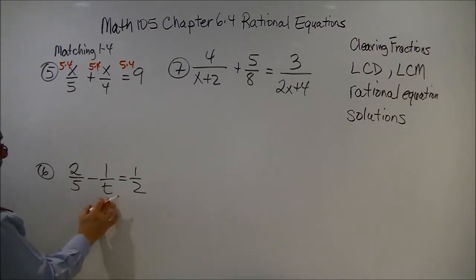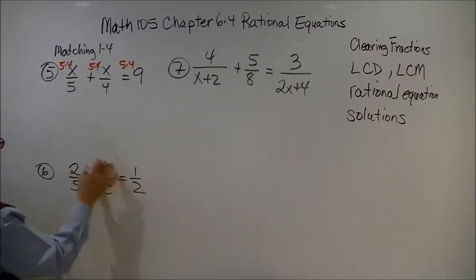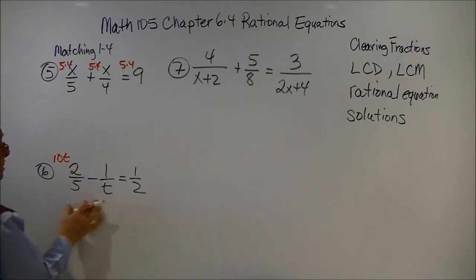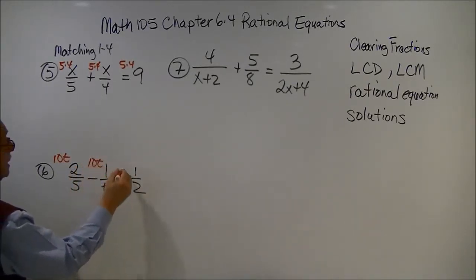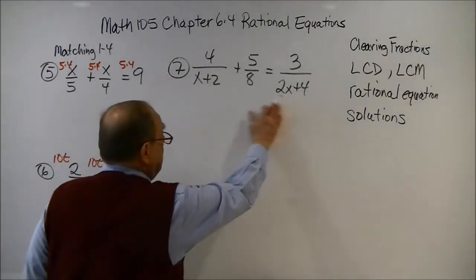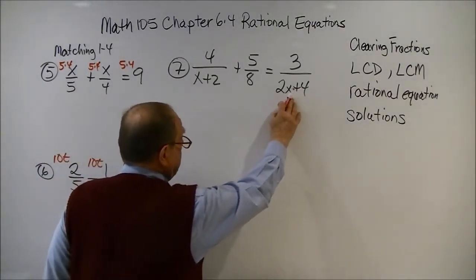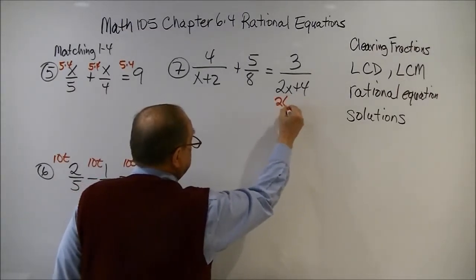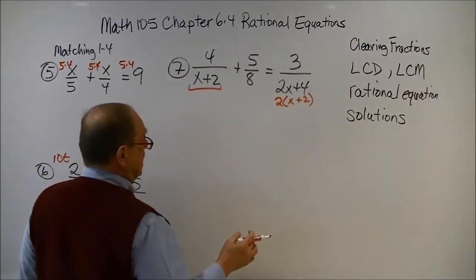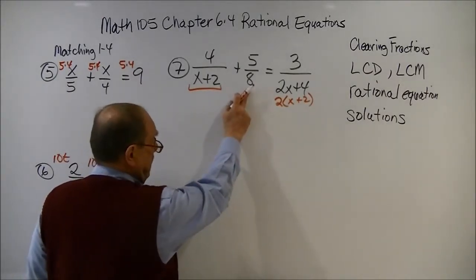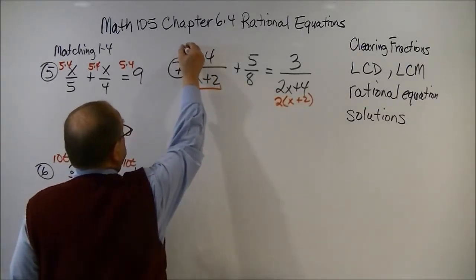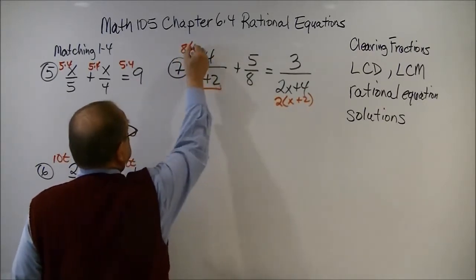So here we have a 5, a t, and a 2. So another way to write it, instead of writing it this way, would be 10t. Multiply every term by the common denominator. And what's our common denominator here? Well, notice here we're going to have to factor that, and that's going to be 2 times x plus 2. So x plus 2 is one of our common denominators, but we're also going to need an 8. 2 will go into 8. So our lowest common denominator for this is going to be 8 times x plus 2.